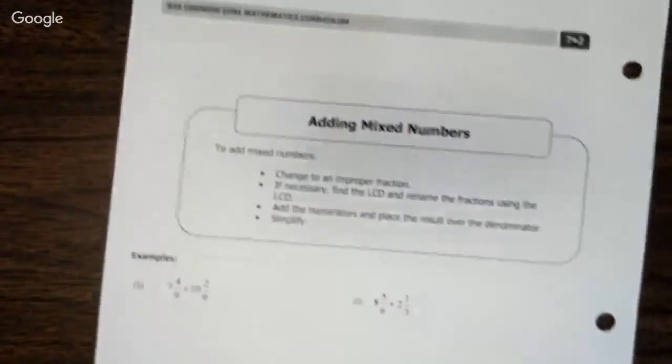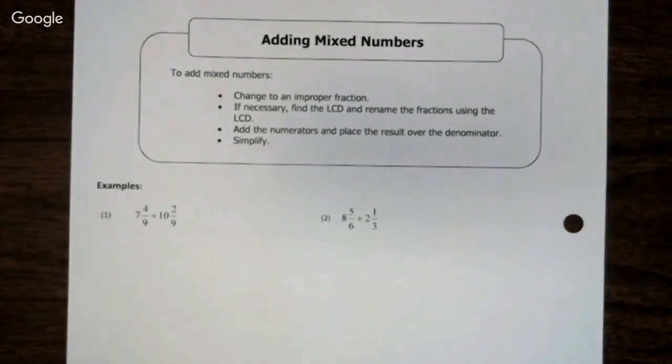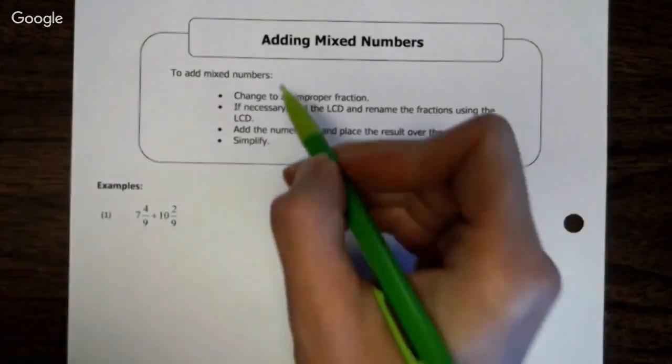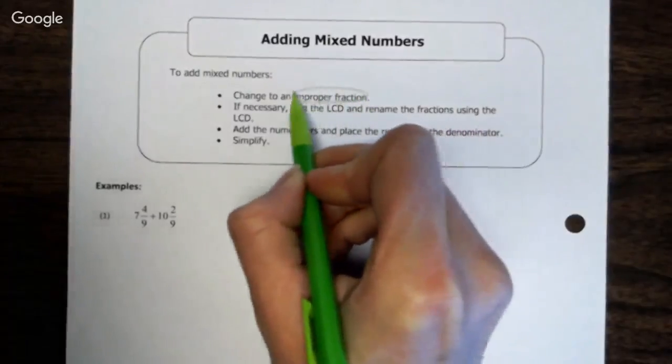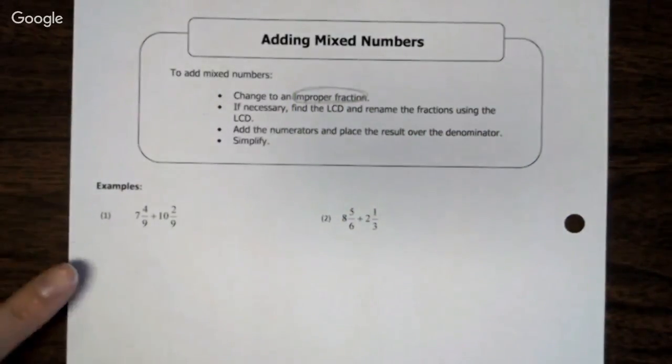All right. Now let's talk about adding mixed numbers. When you are talking about mixed numbers, a lot of times I know you just want to add the whole numbers and then add the fractions. The problem is when you start to add negative numbers, it gets a little bit confusing and you can't always just add the whole numbers and add the fractions. So for this reason, I'm going to have you change it to an improper fraction all the time. So every problem that we do, we're going to change it to an improper fraction.